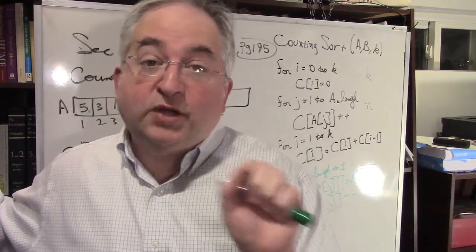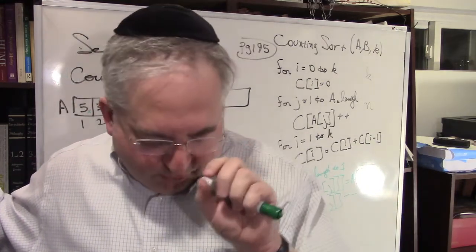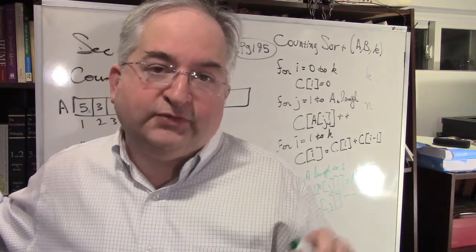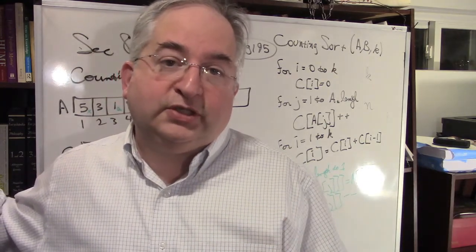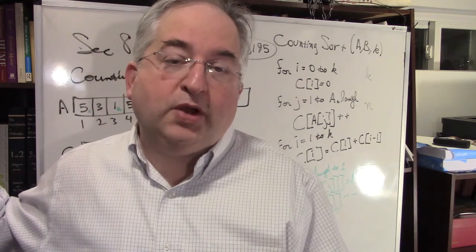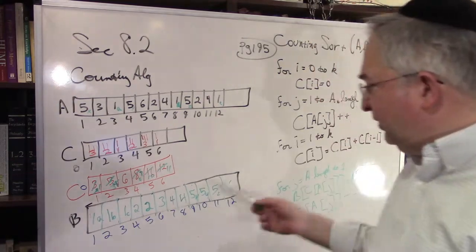That's good, but you want them stable. In other words, you want them sorted in chronological order, 1, 2, 3, 4, 5, 6, but within each one, you want them in alphabetical order. So that's what this is all about. Okay, that's why you want it stable.